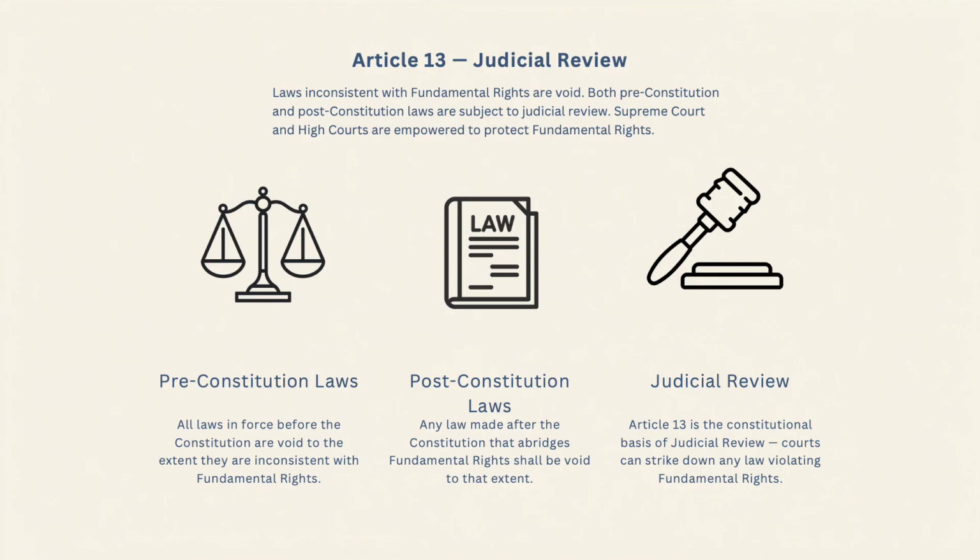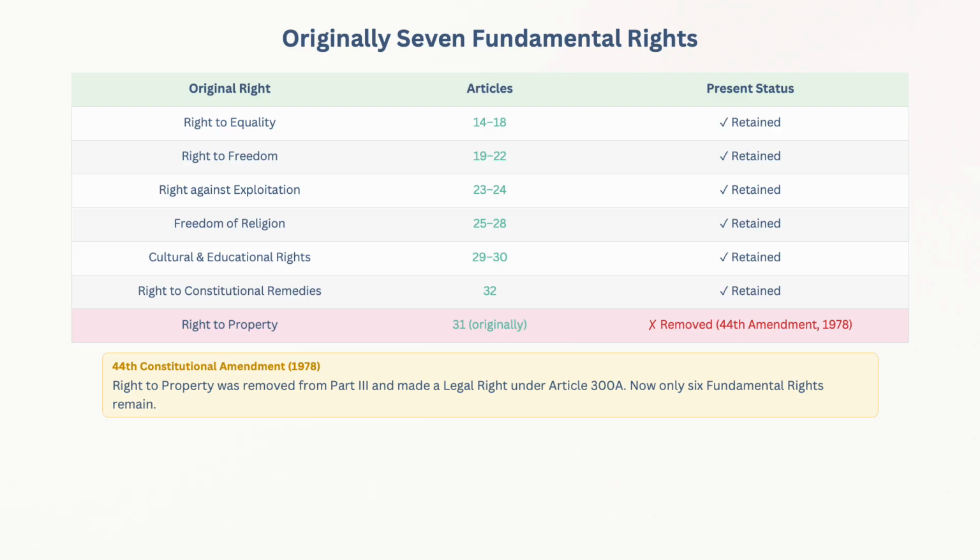Originally, we had 7 fundamental rights. The right to equality, right to freedom, right against exploitation, right to freedom of religion, cultural and educational rights, right to constitutional remedies, and right to property. Right to property was part of the fundamental rights, but it was removed by the 44th Amendment, which I mentioned earlier. I don't need to repeat it twice. So that's the original 7 fundamental rights.